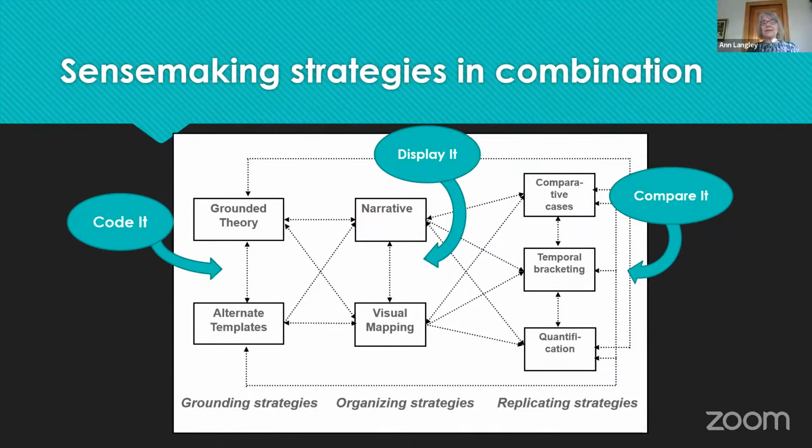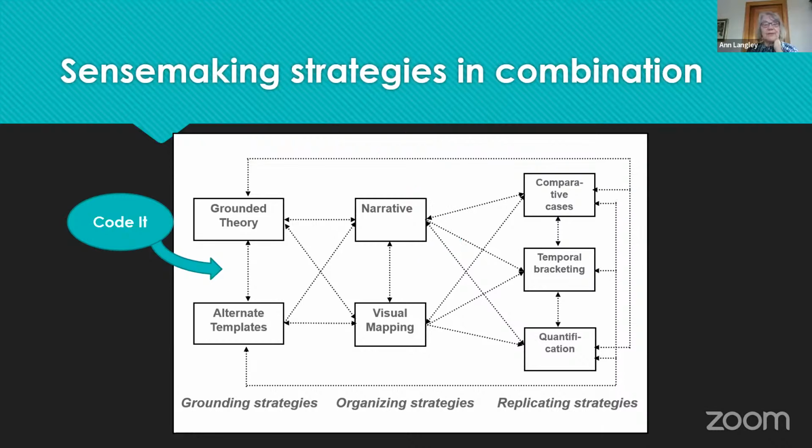So let's start with coding. I'm going to talk a little bit about coding process data, and then we'll stop and take some questions and have some conversations. And then I'll talk about the other two after that. So let's start with coding.